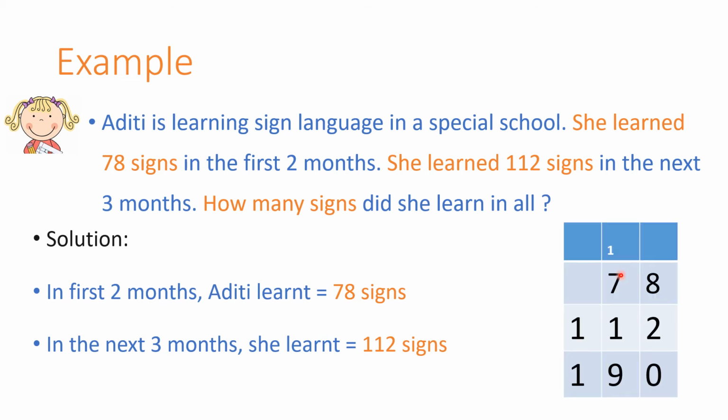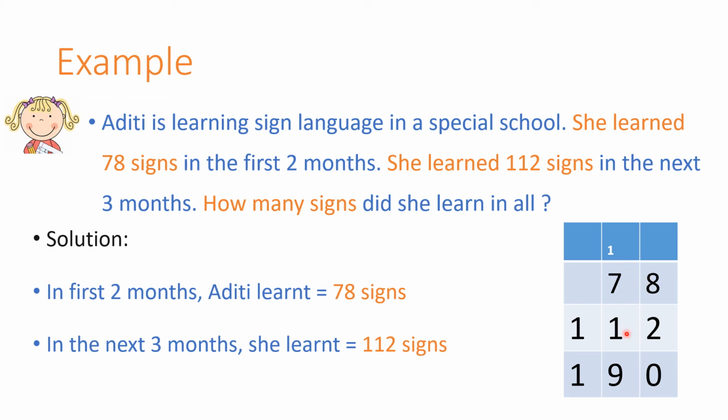Then if you want to find out the total signs, in this question they ask how many signs did she learn in all. So if you want to find out the total number of signs she learned, then you have to add both numbers of signs, 78 and 112.